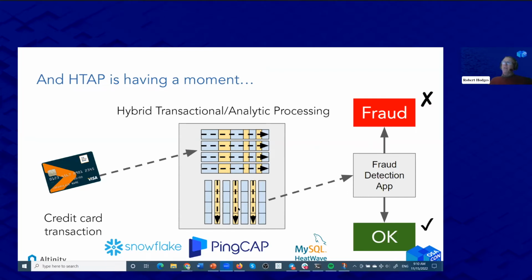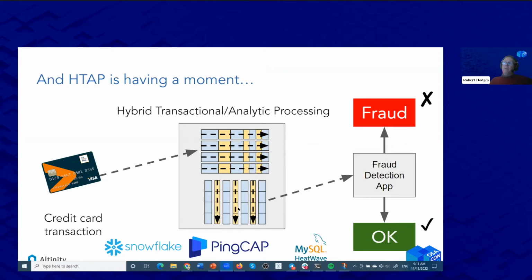Snowflake recently announced that they would be supporting this. PingCap, who's one of our sponsors, and we'll be doing a talk today, we also have a panel discussion, implements exactly this model. And then even traditional database companies like Oracle are putting out solutions, MySQL HeatWave. So the idea here is to collapse that integration and just put it all in the same database. If you haven't looked at it, it's a really interesting area of technology.